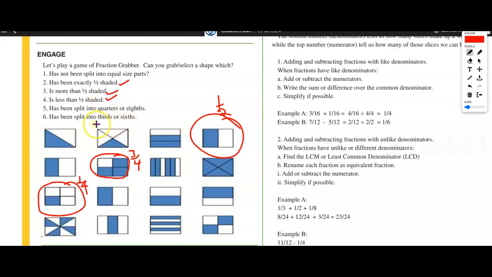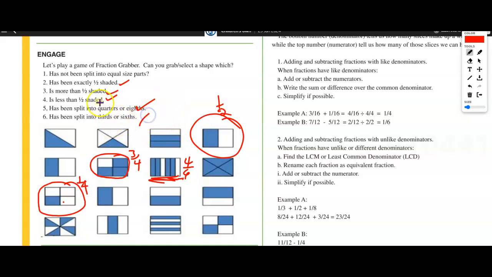Less than a half, we have that. Has been split into quarters or eighths. Well, we have the quarters here. All right, let's see. 1, 2, 3, 4, 5, 6. This one has been split into thirds or sixths. Well, we have the sixths here. 1, 2, 3, 4, 5, 6. And we have 4/6 there. Okay, so that's gone.